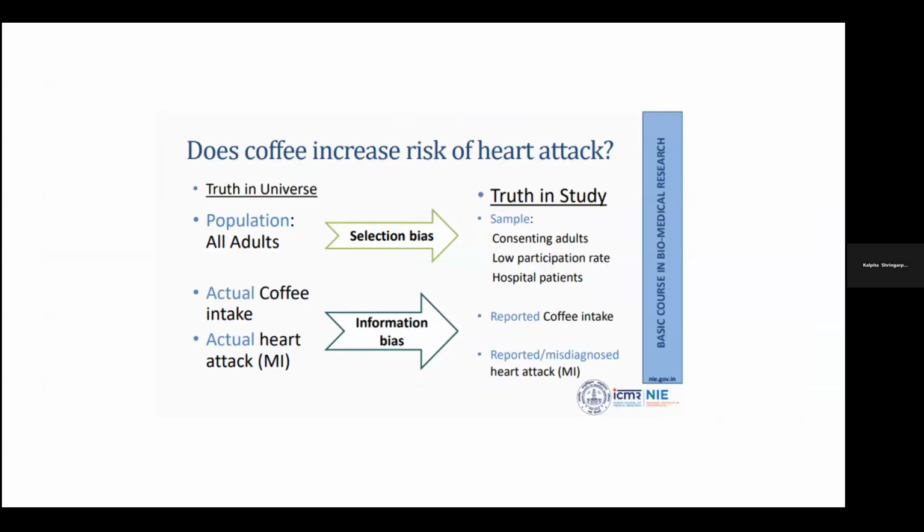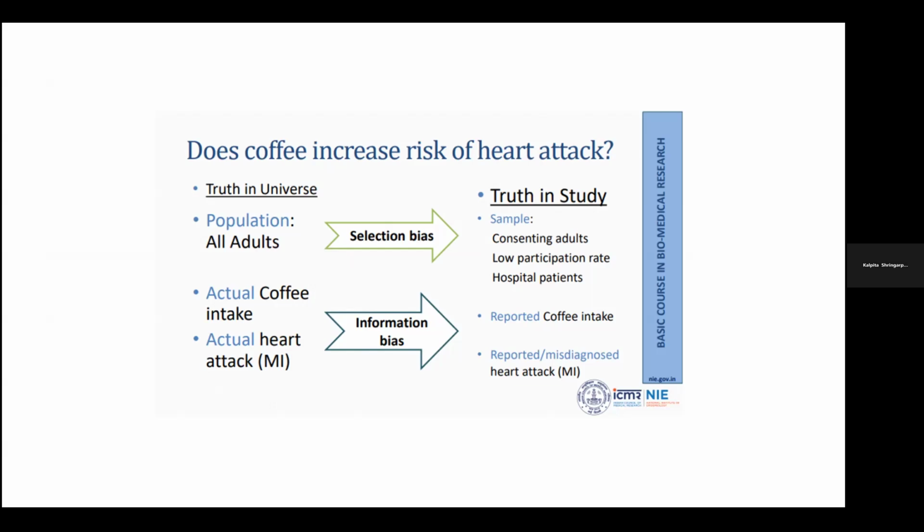How do we do it in the given example? Does coffee increase the risk of heart attack? So this is the truth in the universe. I have selected all adults, not all adults, but only those who consented for the study. So maybe the participation rate was less. Maybe they were hospital patients who already had a risk of heart attack or gastric ulcers, etc. Maybe because of gastritis there was false reporting.